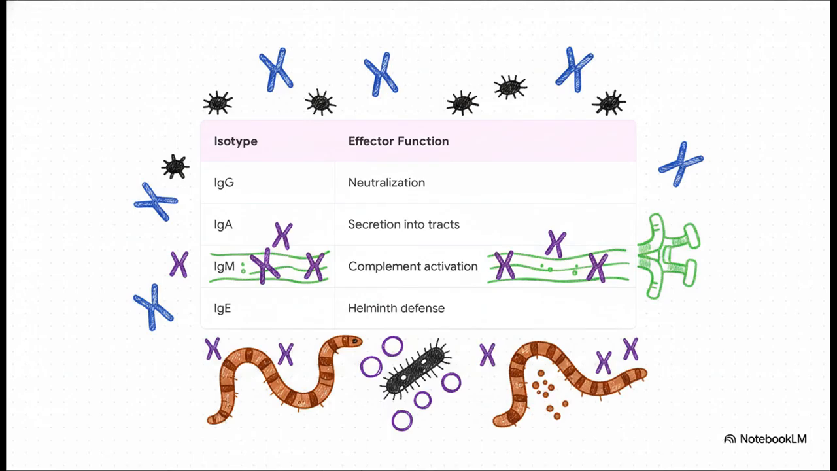But I want you to pay special attention to IgE at the bottom of the table. IgE has a highly specialized job: helminth defense, protecting you against parasitic worms.